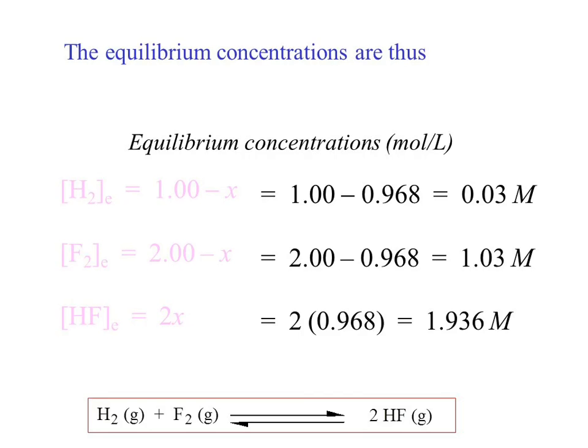For the F2, we went from a molarity of 2 minus 0.968 to a molarity of 1.03. And of course, we had no HF to start with. Its change and its final concentration is 2x, 2 times that 0.968, 1.936. Now the reason this one is given 4 sig figs, even though there's 3 sig figs here, is that 2 is an exact number. There's no uncertainty. So it's like basically adding this to itself, which gives me 3 decimals.